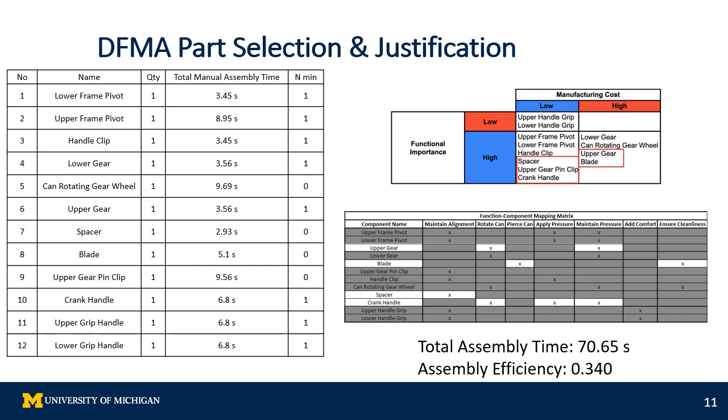an efficiency of 34%. The upper gear, spacer, blade, and upper gear pin clip subassembly was chosen for the platform component redesign due to their ability to be combined into a single part without impacting the function of the can opener and high assembly time. The blade and the upper gear were also two of the high manufacturing cost components, so combining these parts into one part could also result in a lower overall manufacturing cost.